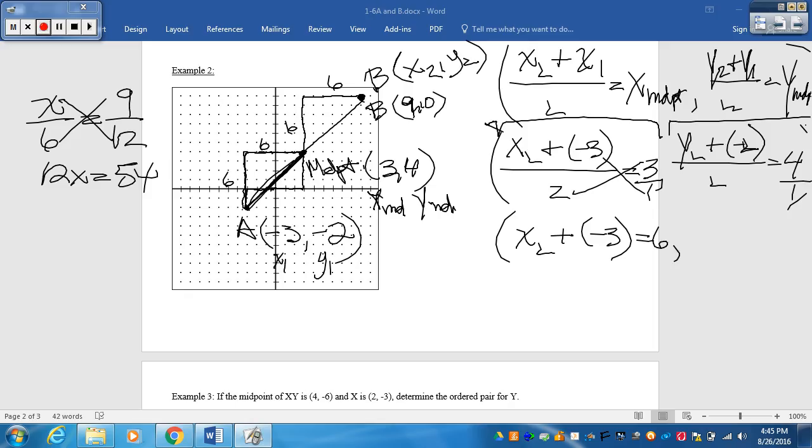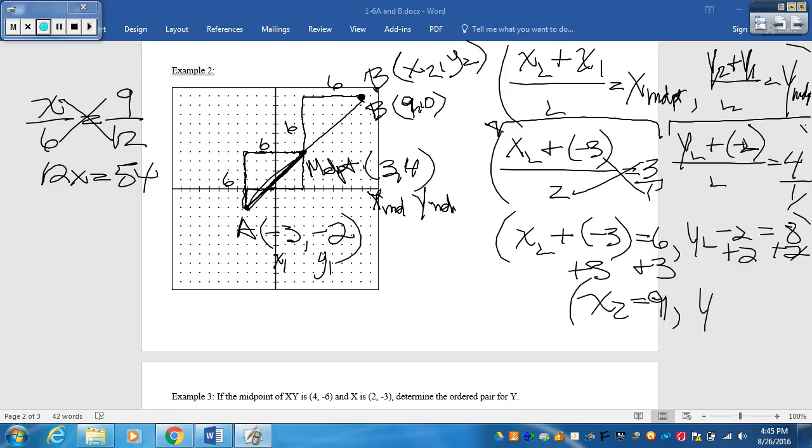Okay? Over here, you have y sub 2. I'm just going to put minus 2, same thing as plus negative 2. And then 2 times 4 is equal to 8. Okay? Now, in order to get this negative 3 to the other side, I have to add it. So if I add 3, I get x sub 2 equals 9. And if I add 2 to both sides, I get y sub 2 is equal to 10, which is a good thing because that was the answer.